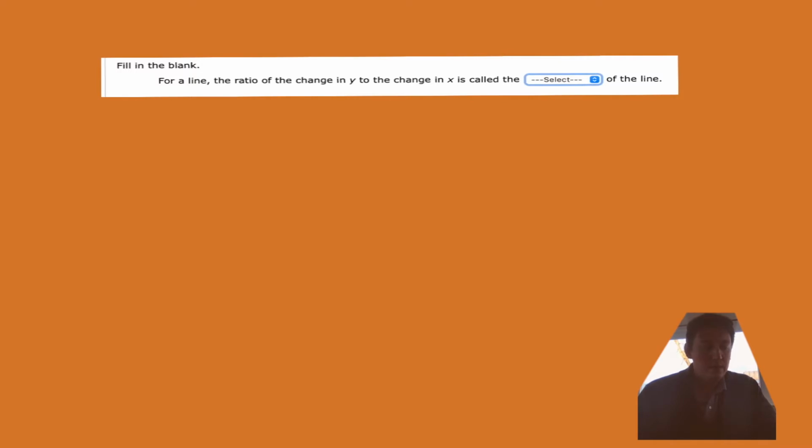This question asks about the ratio of the change in y with respect to x. In other words, ratio is another word for division. So if we're going to divide y divided by x, and even more, we're going to divide the change of those two variables, we're obviously talking about slope, which the slope formula is m is equal to y2 minus y1 over x2 minus x1. So this fill in the blank is slope.